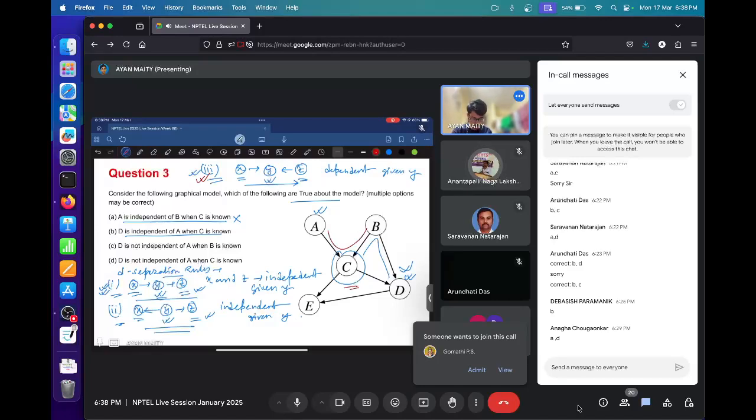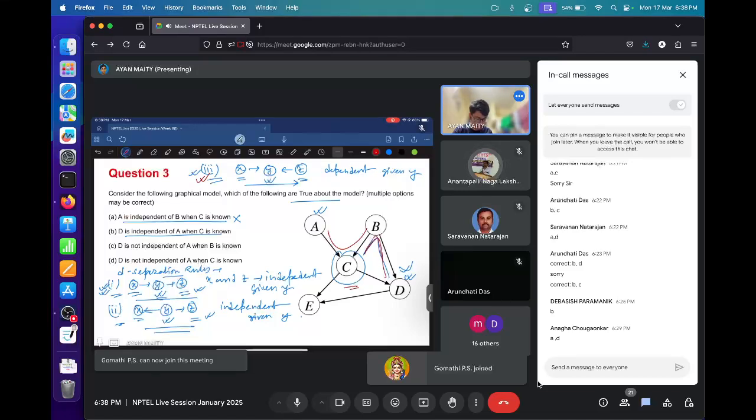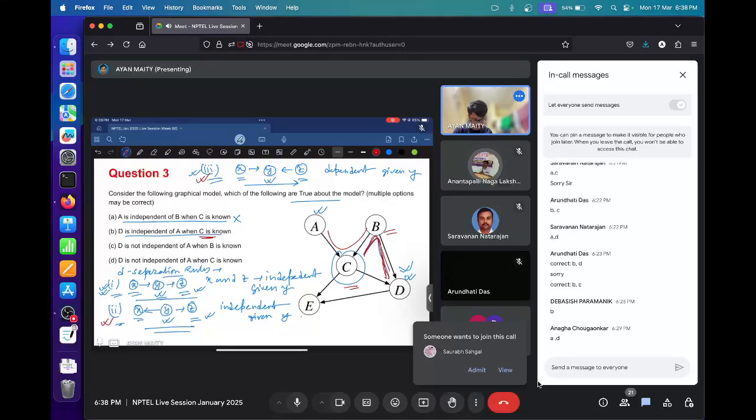Now the second part of this path, which is CBD. CBD matches the second rule. In the second rule, if the middle element is given, then they are independent and the path is blocked. The middle element here is B. B is not given in this question. C was given only. So B does not block this path from C to D. So this path exists. So this path also exists.